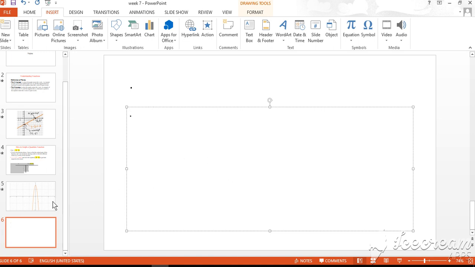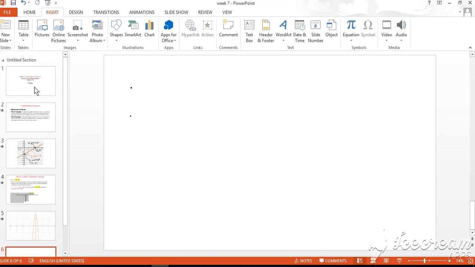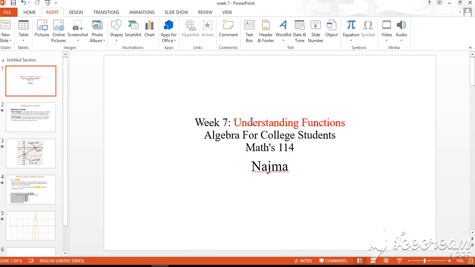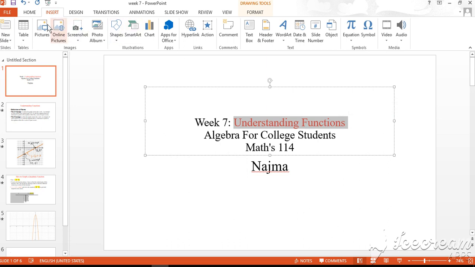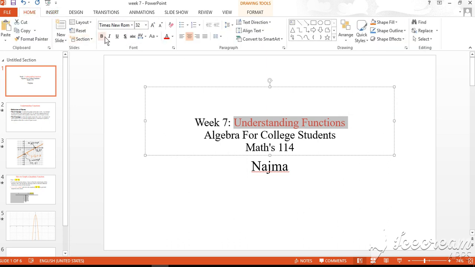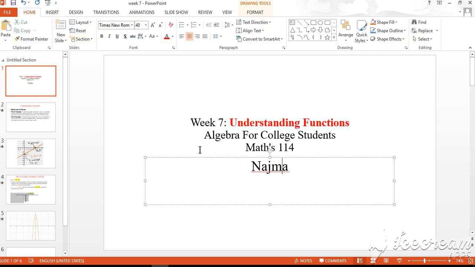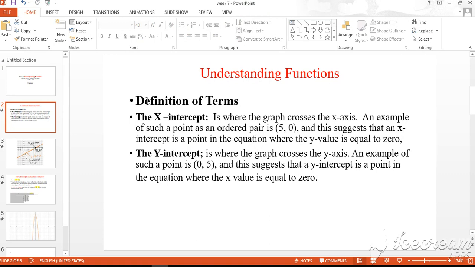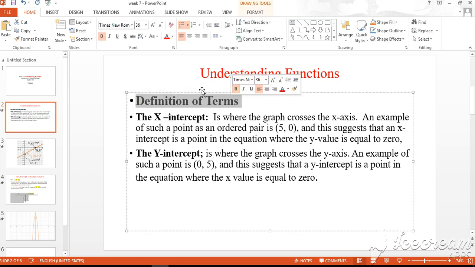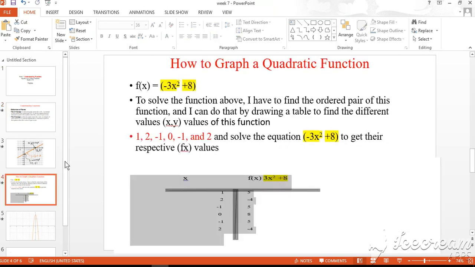This week, we are covering the concept of understanding functions. And one thing that I have noticed is that functions have a language of their own, which is not very easy to use. In this track, I will introduce two terms related to functions and then show you how you can graph a quadratic equation.